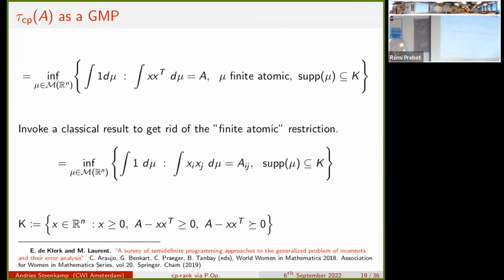Okay, now to get rid of the finite atomic support, you can invoke a classical result from GMP theory. If asked, I will elaborate. If not, then don't worry too much about it, but simply put, we can drop it without consequence. I end up with this clean GMP.